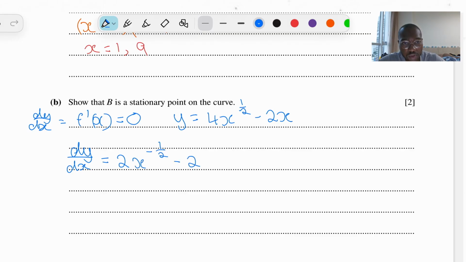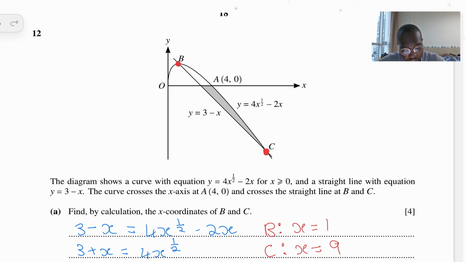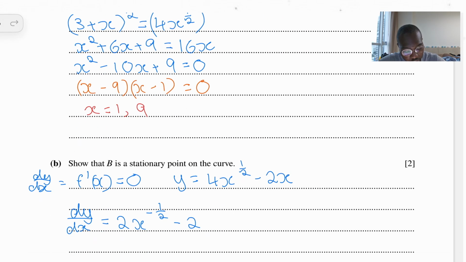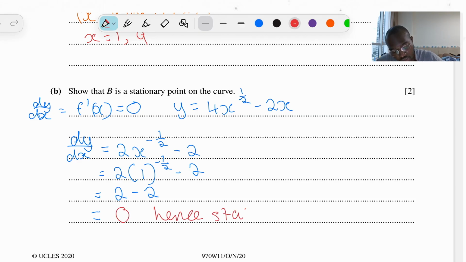And how can we prove this is equal to 0? Well, we actually know what the coordinate is, because if we look up here, we're looking at b. So we know it's this point here. We want to show that b is a stationary point. Well, we know that the x coordinate is 1. So if we substitute 1 into this, it should give us 0. So let's do that. We get 2 times 1 to the minus a half minus 2, and that gives us 2 times 1, which is 2, minus 2. We get 0. So hence, it is a stationary point.